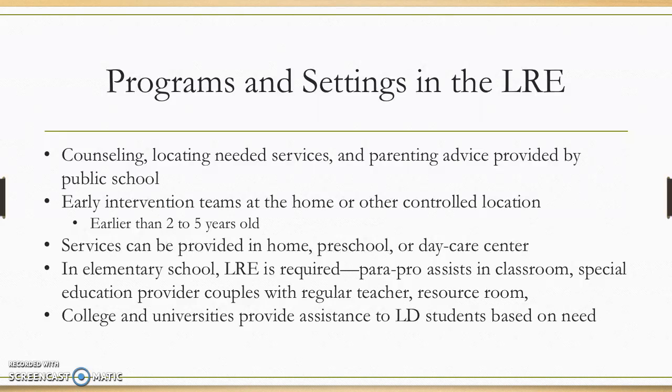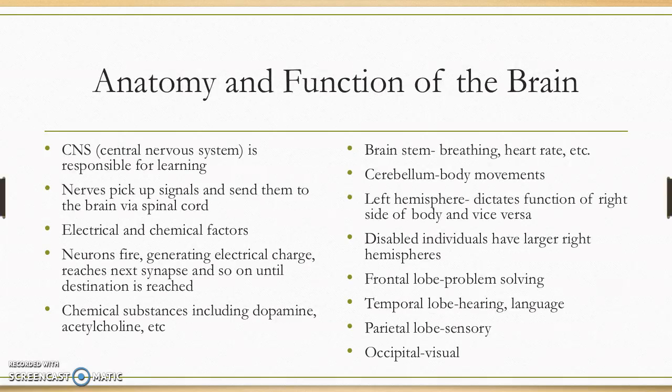There are programs and settings in place in the least restrictive environment for students with learning disabilities. Counseling, locating needed services, and parenting advice is provided by the public school services. Early intervention teams work at the home or other controlled locations from 2 to 5 years old. Services can be provided in the home, preschool, or daycare center. In the elementary school, the least restrictive environment is required. Parapros assist in the classroom, special education providers couple with regular teachers, and there are resource rooms. Colleges and universities provide assistance to LD students based on needs.